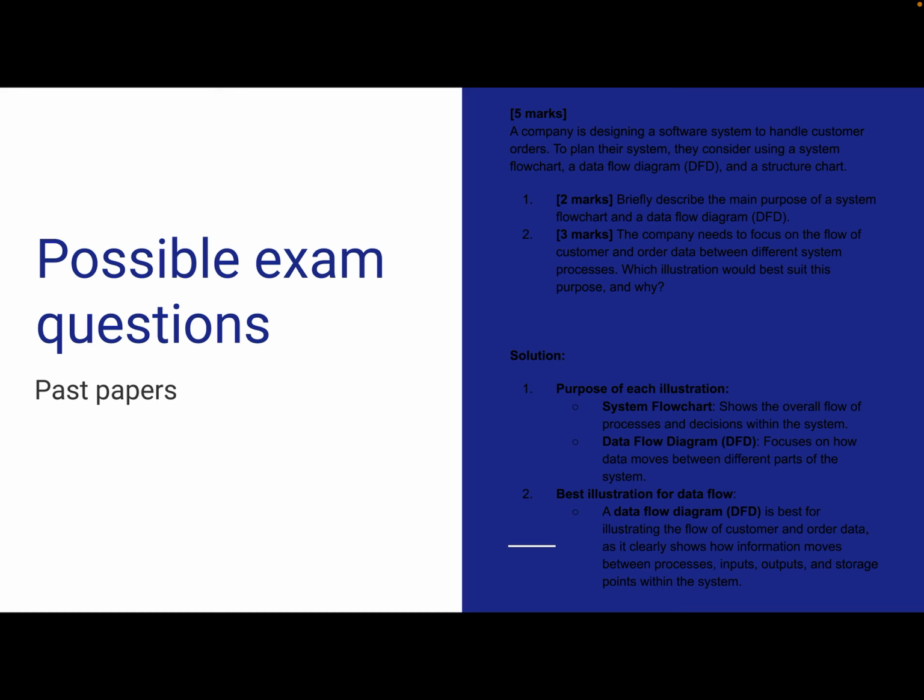And the second question, which is 3 marks: the company needs to focus on the flow of customer and order data between different systems and processes. Which illustration would best suit this purpose and why? So the solution is very simple.